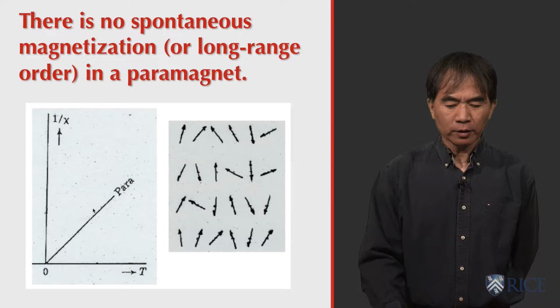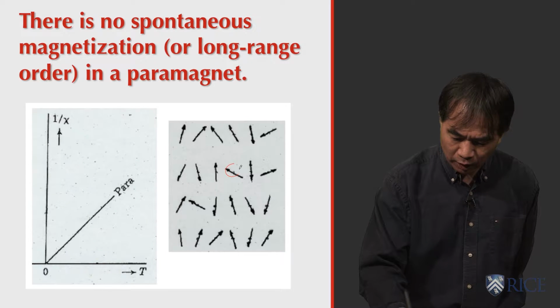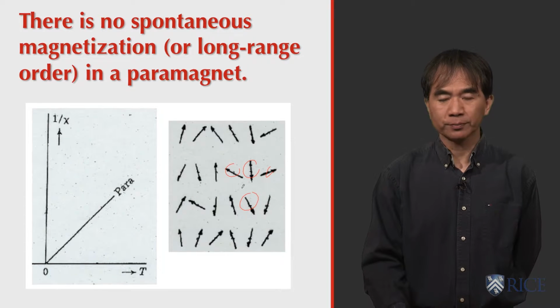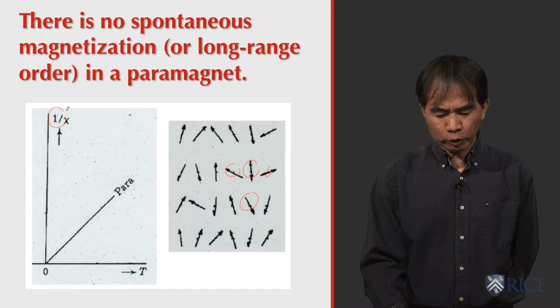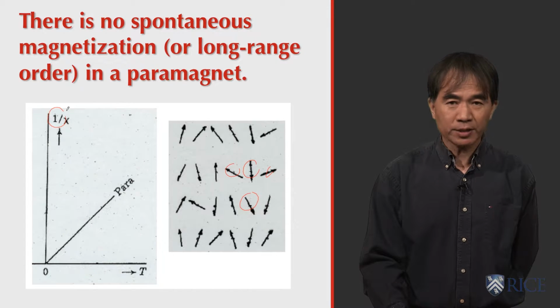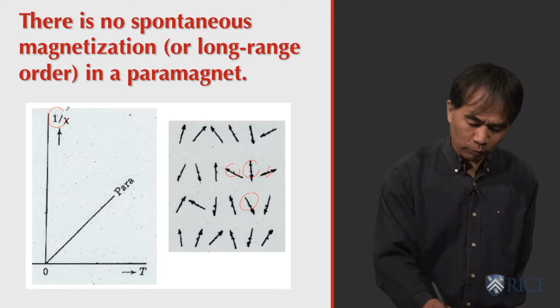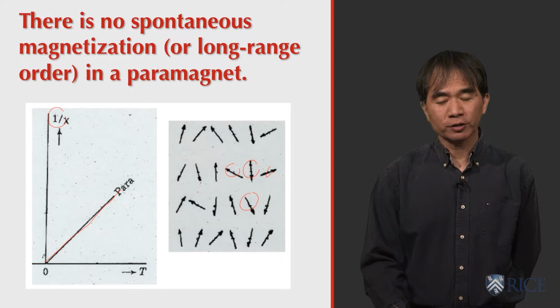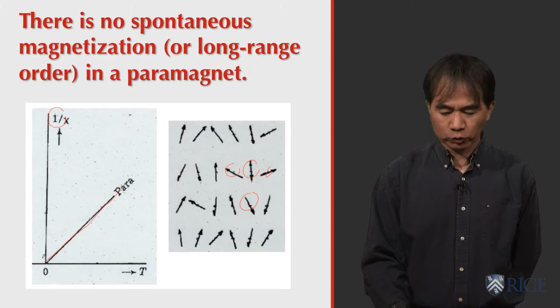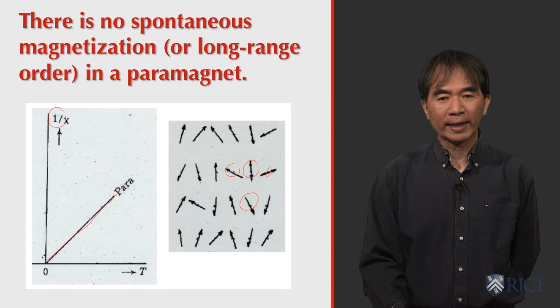So in the case of a paramagnet, as I said earlier, the system has no long-range order. That means the spins are completely randomly oriented. So if you measure the susceptibility, or the inverse susceptibility, as a function of temperature, that means H divided by M, your paramagnetic inverse susceptibility would actually go to 0 at 0 temperature. So that means there's no spontaneous magnetization in the paramagnet.